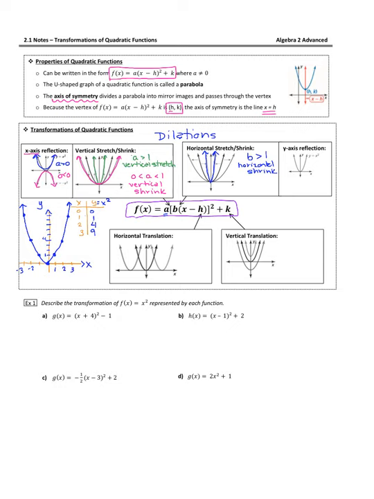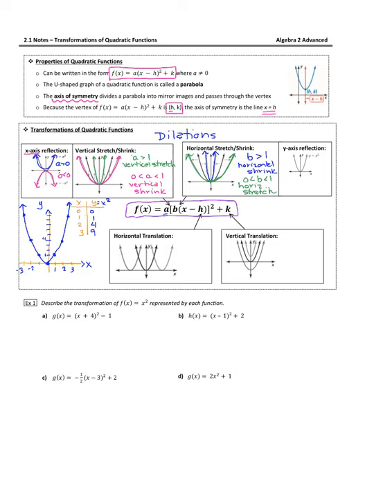Now if my b value was between 0 and 1, that's actually a horizontal stretch. So that means that b is a fraction, so it's actually going to move you further away. You'd be multiplying by the reciprocal of that fraction, and it would stretch you away from the y-axis.